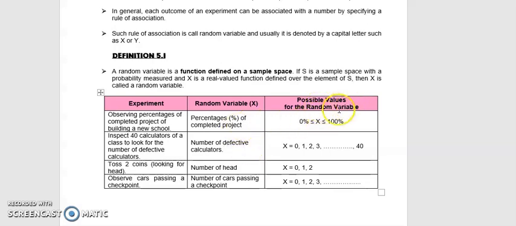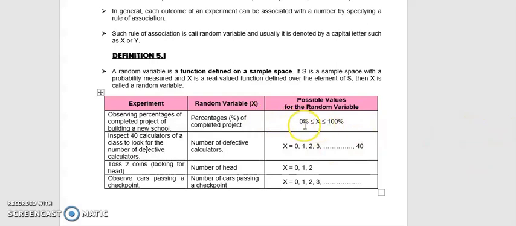Possible values for X. For this experiment, X can be equal to 0. If X equals 0, it means that there are no defective calculators. And X equals 1. X also can be equal to 2 up to 40. In this case, the value of X can be up to 40 because here we only have 40 calculators.